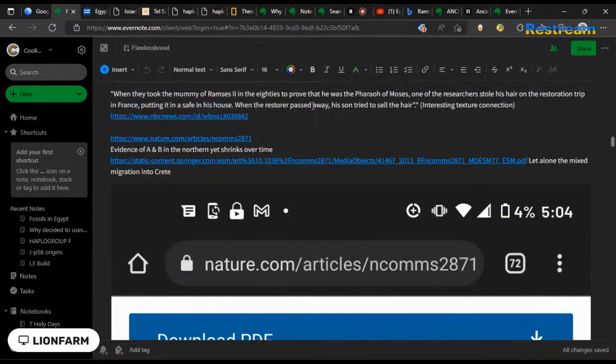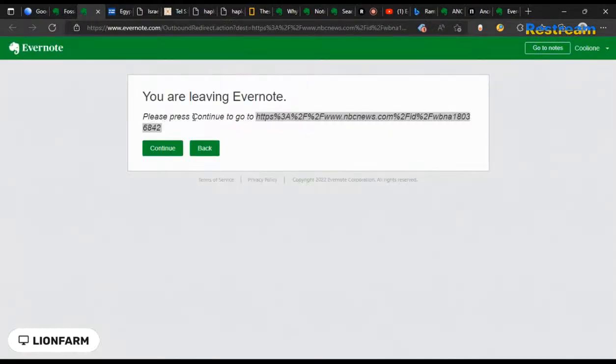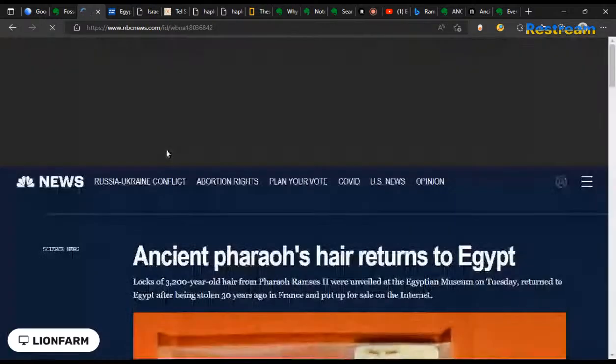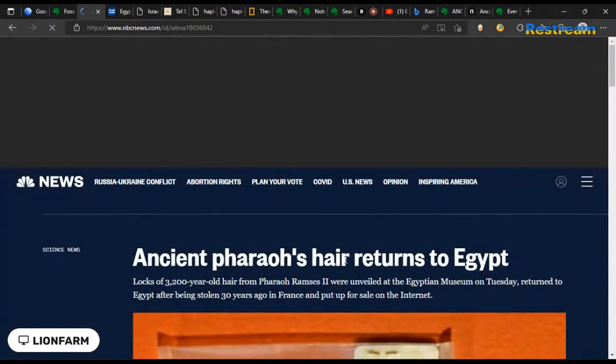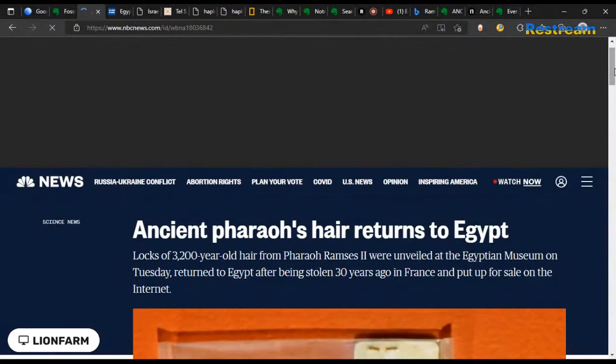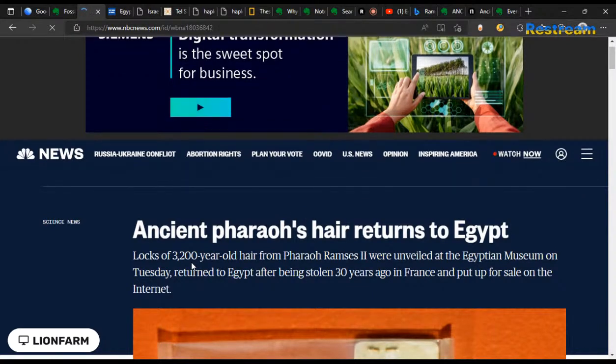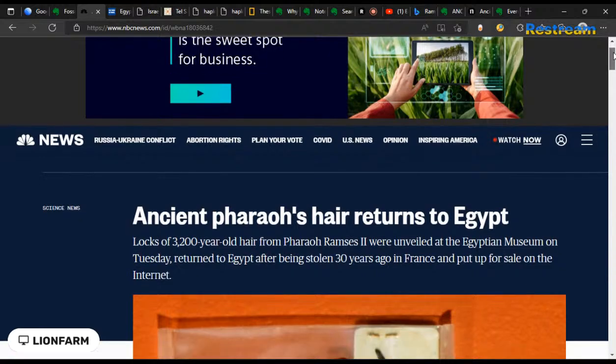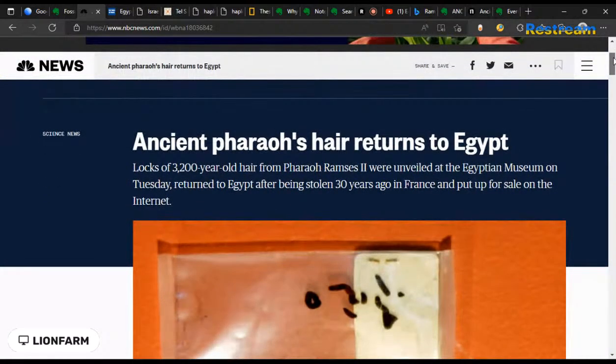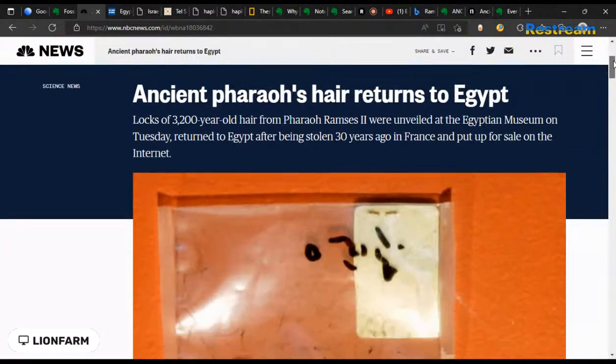When the restorer passed away, his son tried to sell the hair for like 2,000 something bucks, and they ended up finding out that it was the hair that was stolen from Ramses the second. You've seen they can obviously get genetics from hair, like they did from Napoleon Bonaparte. Obviously, they can get genetics from someone else, but this was interesting.